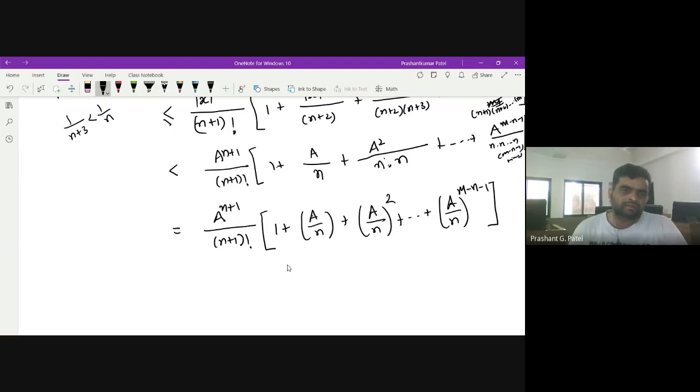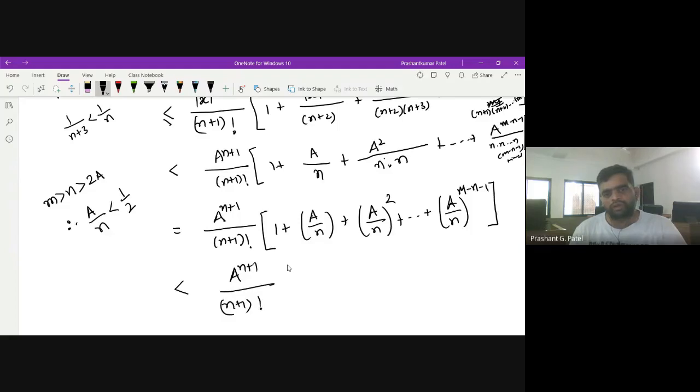Now if I consider this m is greater than n, which is greater than a to a, therefore a upon n is less than 1 by 2. Now if I take the limit here, that is this m minus n is tending to infinity, or I can just add more terms here. So I can write this is less than a power n plus 1 upon n plus 1 factorial into 1 plus 1 by 2 plus 1 by 2 square up to so on 1 by 2 power m minus n minus 1.